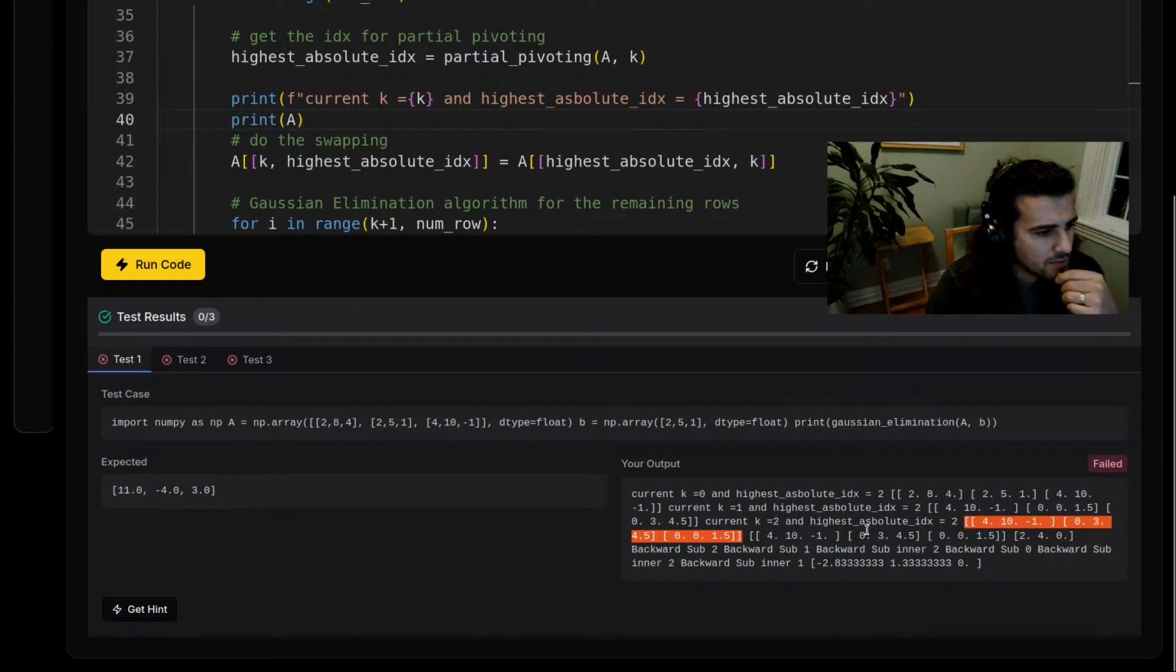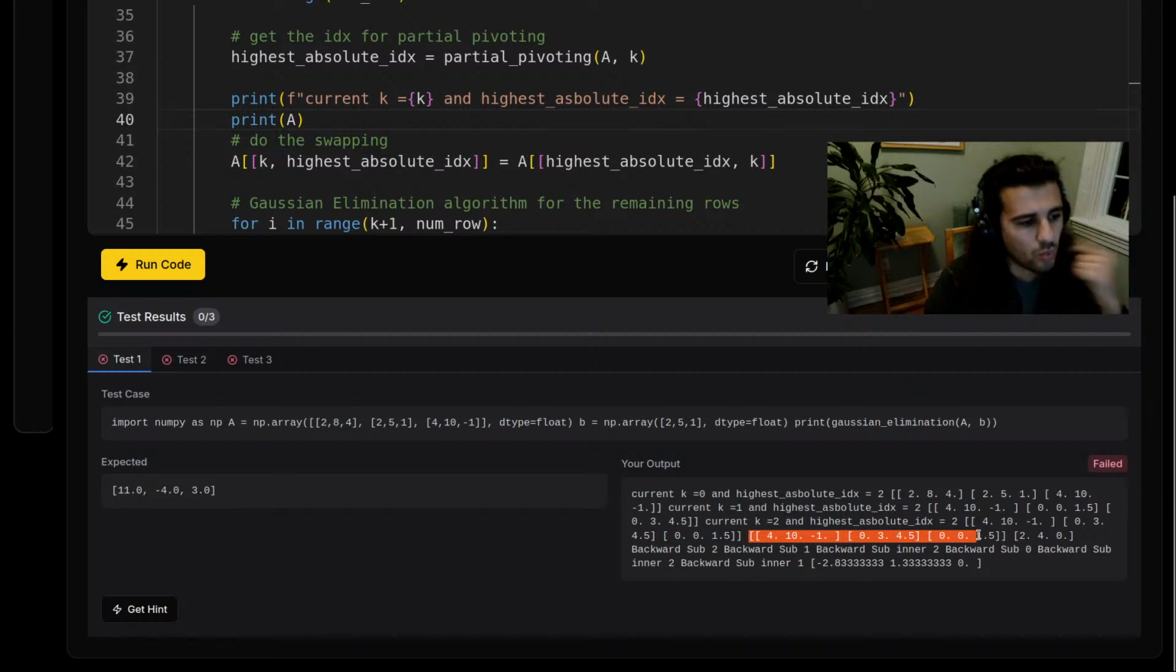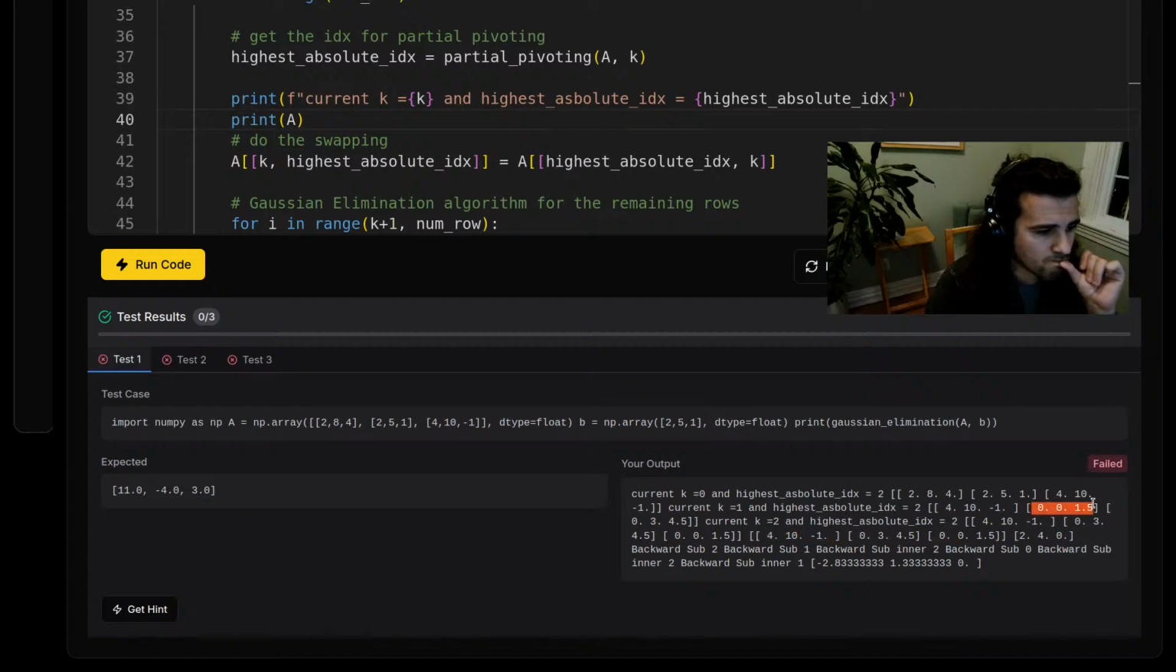We're saying we're at current K2, and the absolute IDX is 2. And then we just exit. We just did one manipulation in this whole thing. Just one manipulation, and that killed off this one completely, one shot.